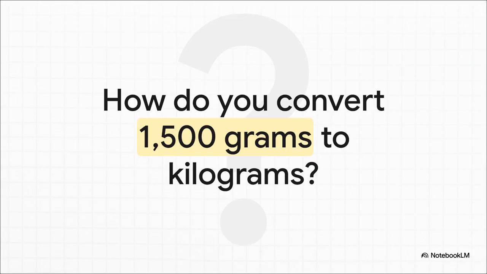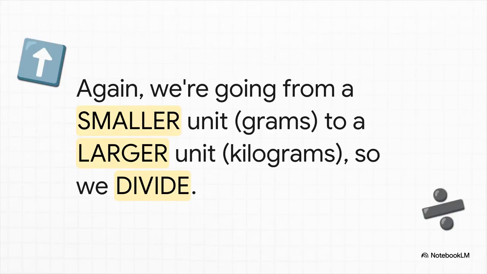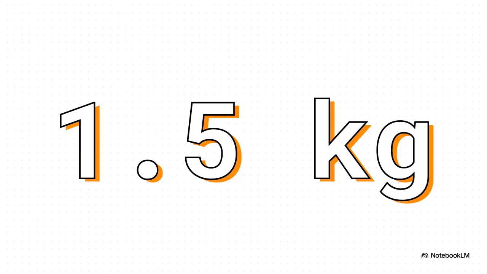Let's try another one, but this time with weight. What about converting 1,500 grams into kilograms? Don't worry, the rule works exactly the same way. So, we know the fact here is that there are 1,000 grams in 1 kilogram. Now, let's think about our direction. We're going from grams, a small unit, to kilograms, a much larger one. And our rule tells us to divide up. So we take that 1,500 and divide it by 1,000. And that gives us 1.5 kilograms. And what's so cool about this is that it shows the rule works perfectly, whether you're using feet and inches or the metric system. The logic is totally universal.